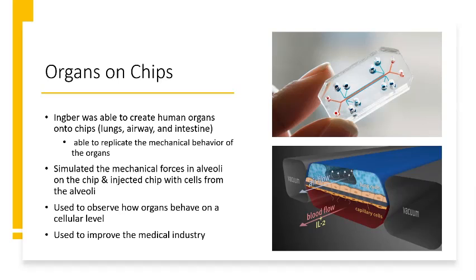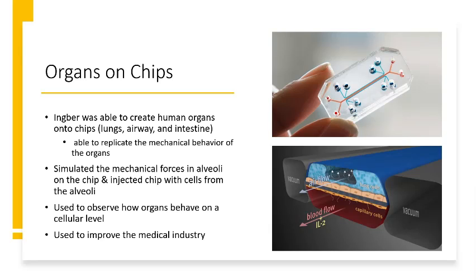Having a deeper understanding of how cells behave helps us use biology as a means of engineering innovation. Ingber was able to create human organs on chips, like the lungs, airway, and intestines, because he was able to replicate the mechanical behavior of the organs.